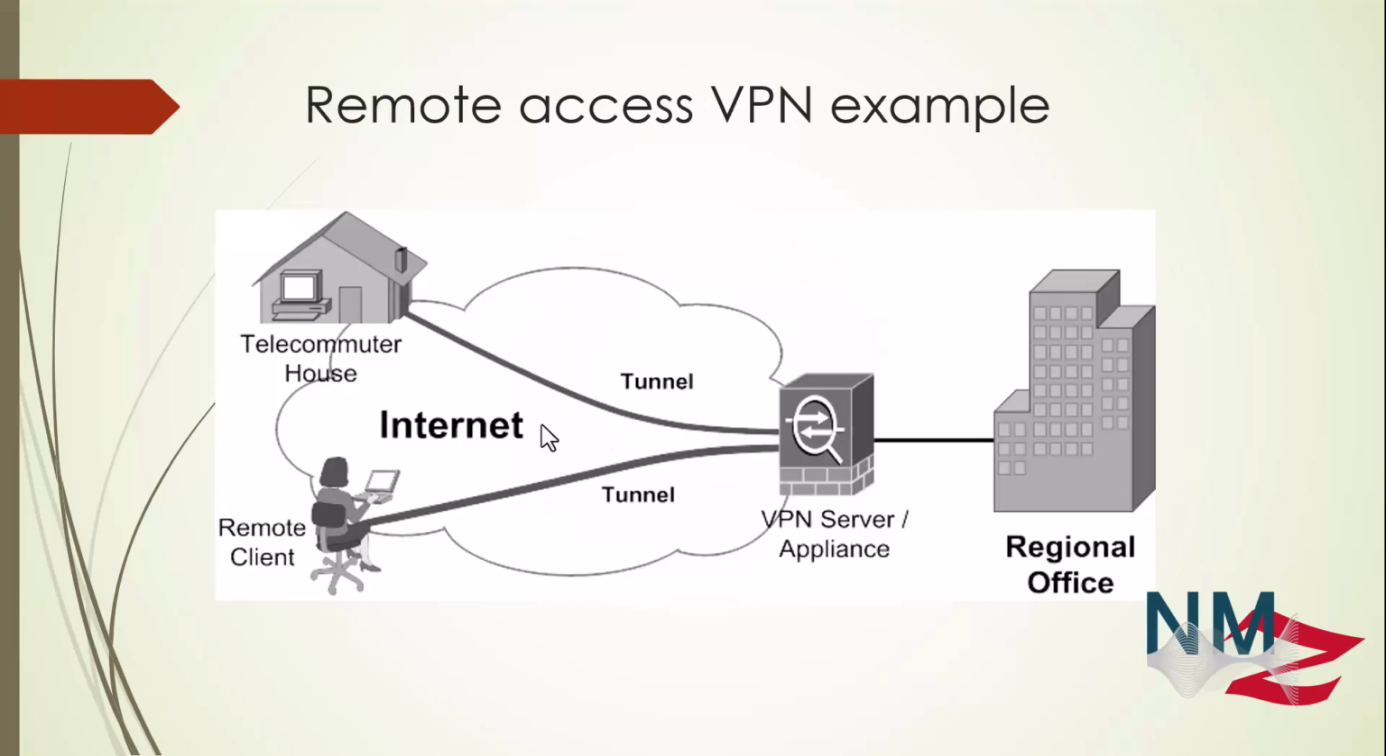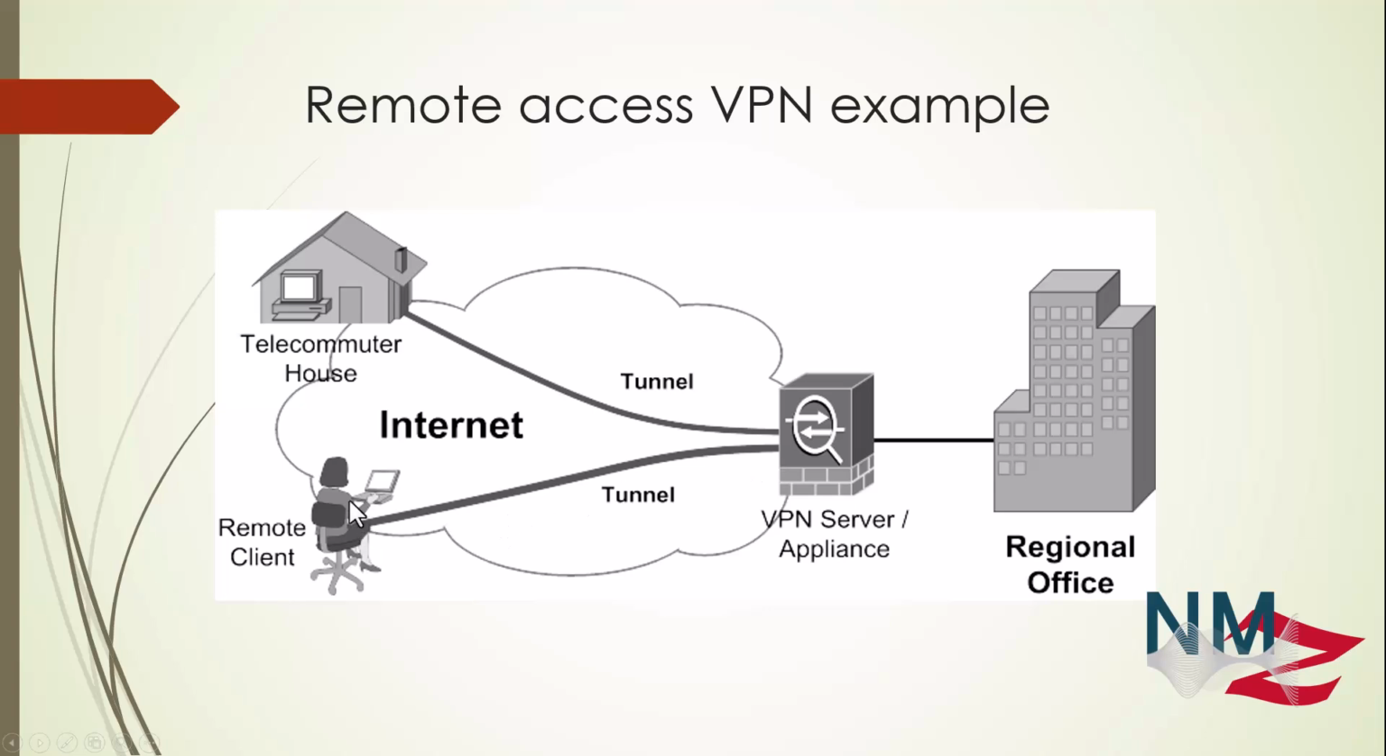Here you can see a remote access VPN example. A home user, or any user sitting anywhere who has access to the internet, can create a secure tunnel between the PC and the VPN server, and then the VPN server will give access, according to the privilege level of that user, to the original office, and I can say to the data center.